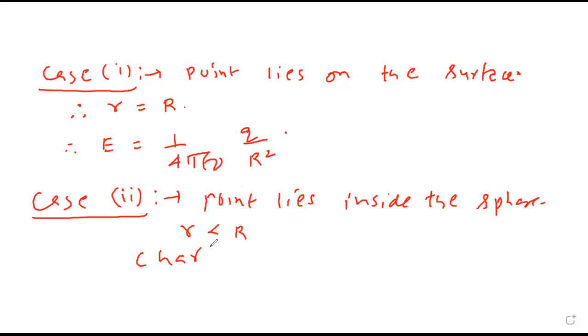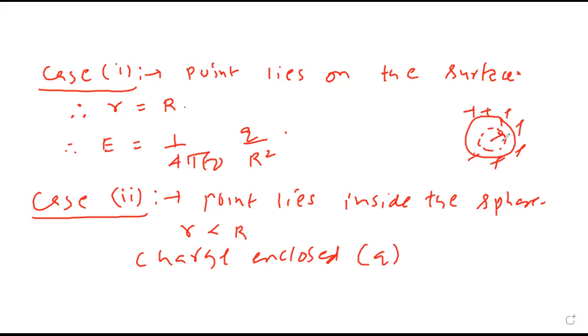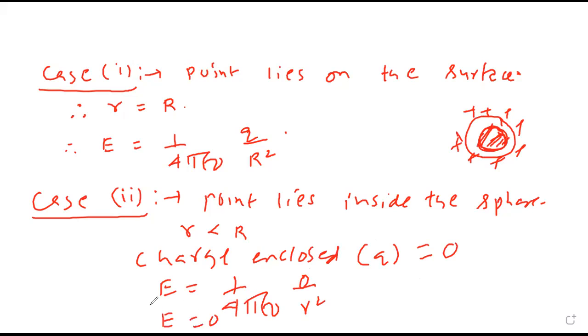What will be the charge enclosed now by the Gaussian sphere? Can you tell? See, this is the main sphere. At distance r, if you draw a Gaussian sphere, the charge is on the outer surface. What will be the charge enclosed by this Gaussian sphere? Zero, the charge is outside, where can it enclose? So E will become 1 upon 4 pi epsilon naught, 0 by r square. That means E is 0. So intensity at any point inside a charged sphere is always 0. Right, case 1, case 2.